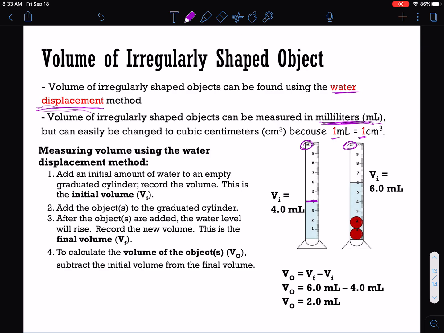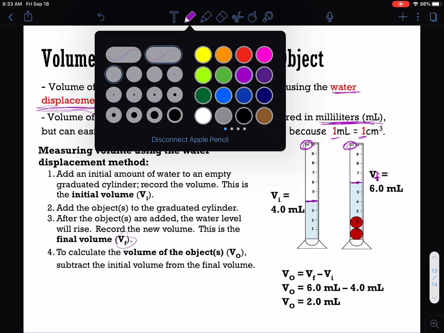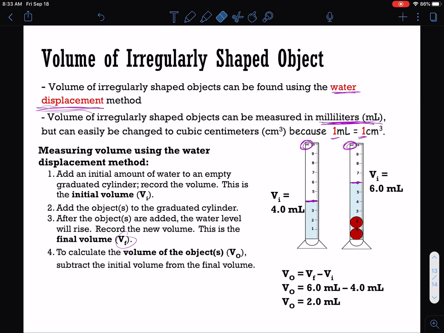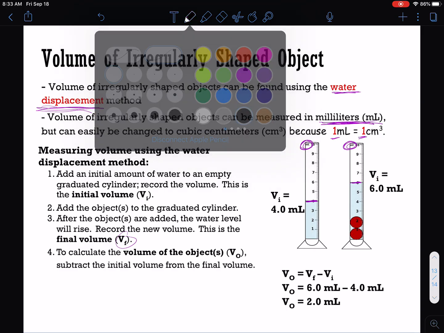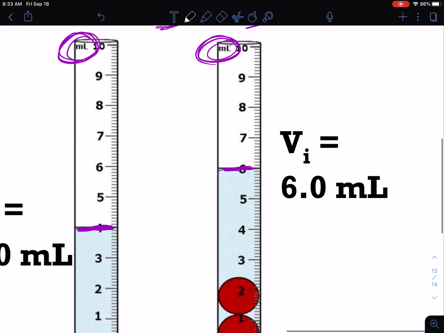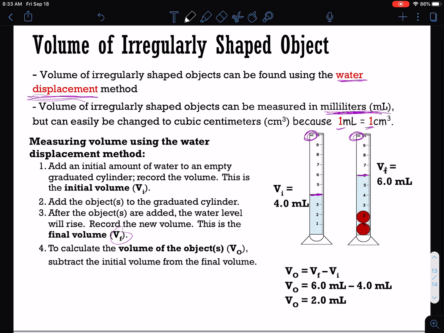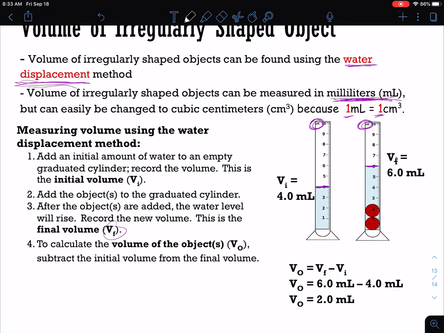3, after you add the objects, the water is going to rise. You're going to read this new volume here, and I have a mistake here. This should be VF on here. It's correct down here, but this here should be VF for V final. Your VF is where the water is after adding the objects.